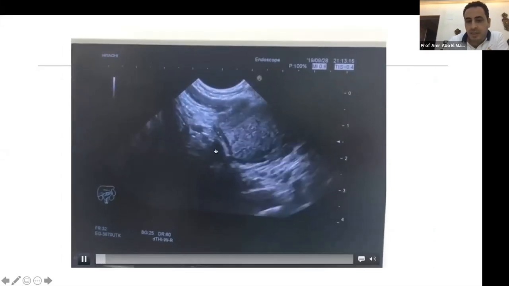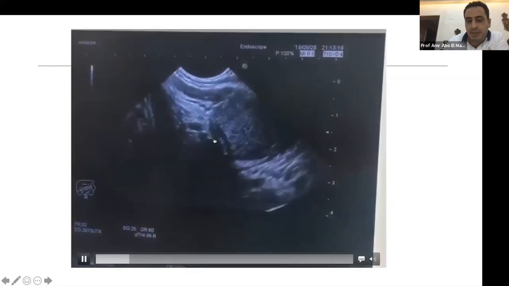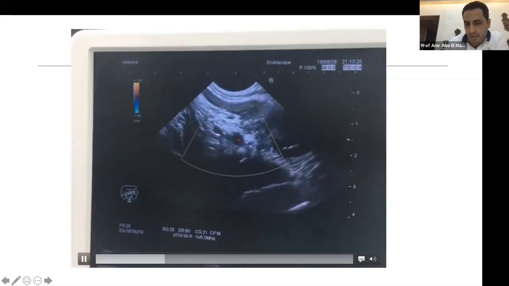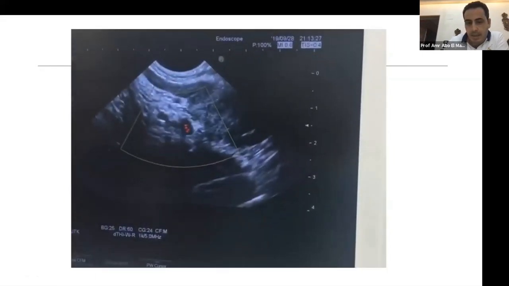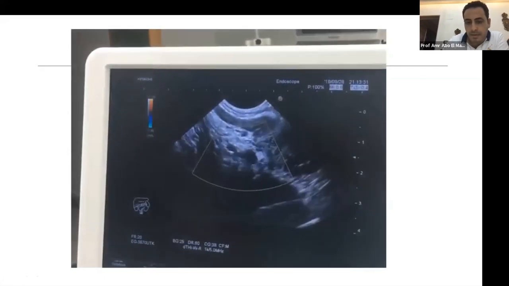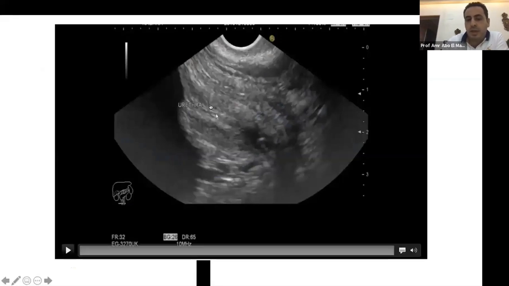The blood vessels near the prostate are the pudendal artery and pudendal vein. In the female, you can easily identify the bladder, and you can easily identify the vagina due to the presence of air inside the vagina. And this is the urethra, the female urethra.